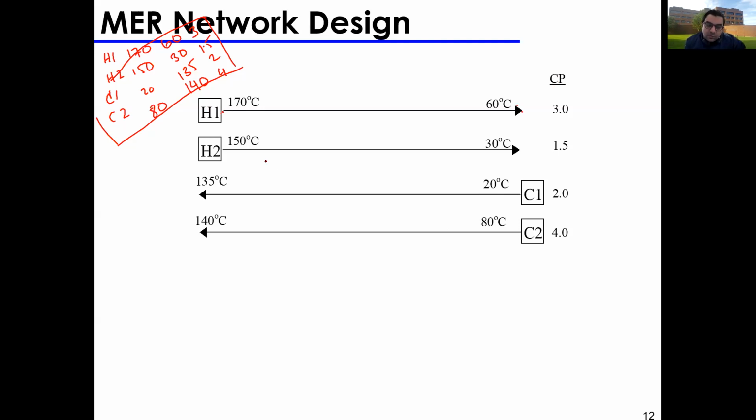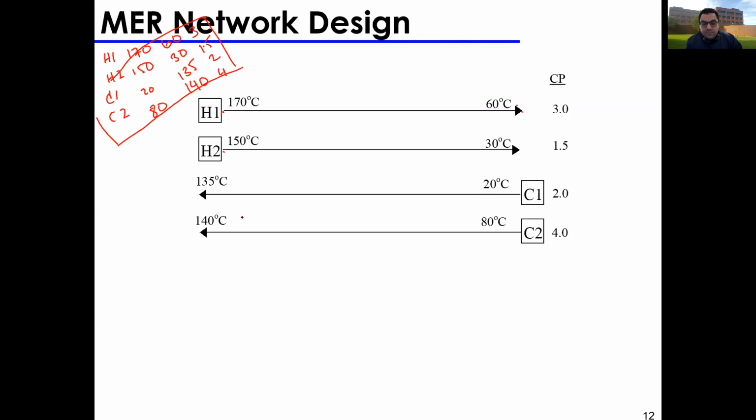Similarly for H2, I just label it, circle, diamond, whatever you're happy with. Starting temperature, final temperature, I just draw a horizontal line, and 1.5, I write my CP. And as you see, I'm not using any scale. I'm just drawing lines to represent these streams. So I'm not really plotting or anything like that. And again, for C1, 20 to 135, for C2, 80 to 140. So after you do this graphical step, let's try to build our heat exchange network.